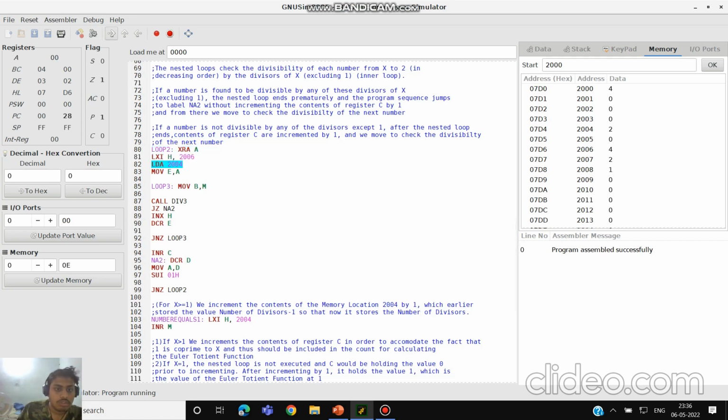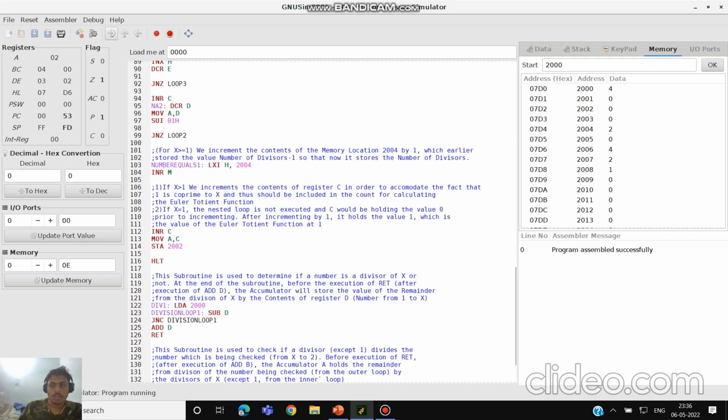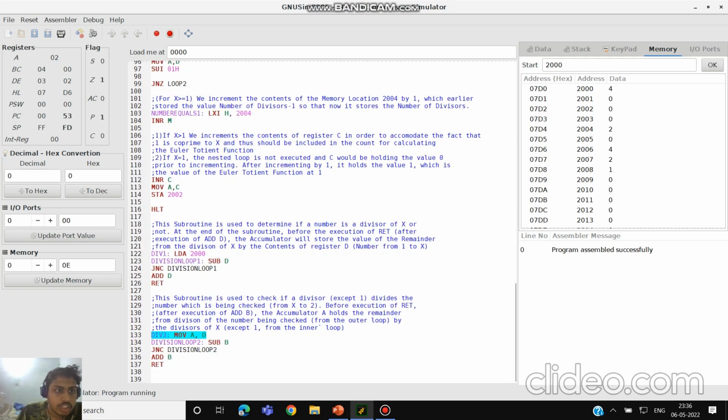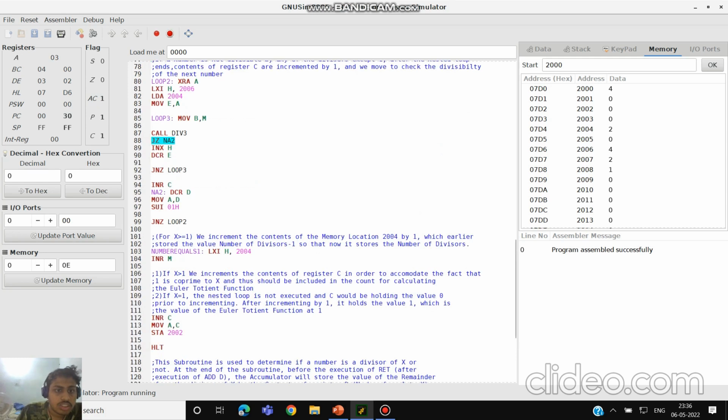So now we again go and refresh all the elements, the memory pointer and the counter. Then we move M to B, and now you can see the dividend is 3 and the divisor is 4. So as expected, the remainder would be 3. So this is not 0. So we will move to the next memory location, decrement the counter by 1, and then move again.